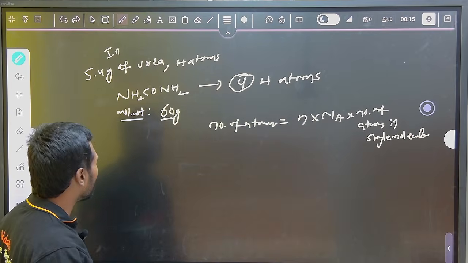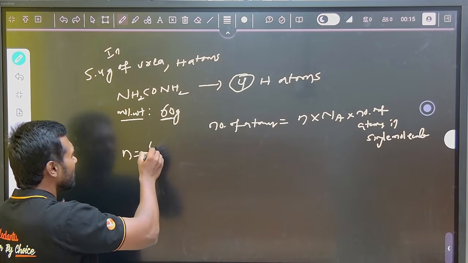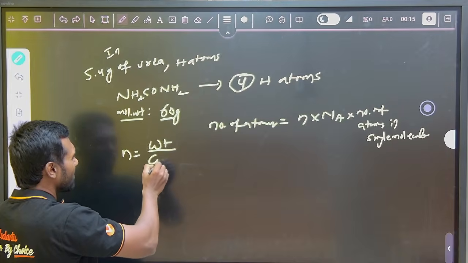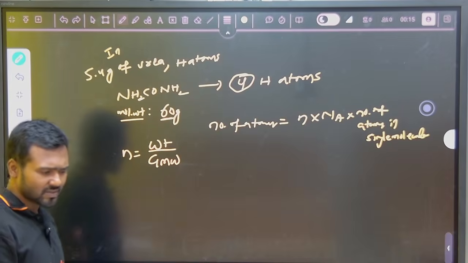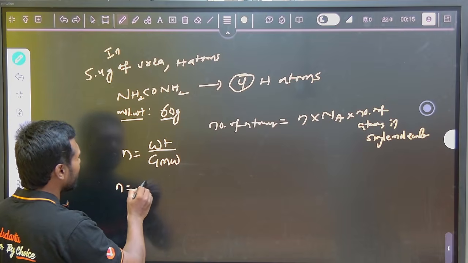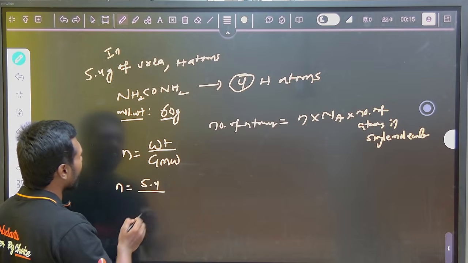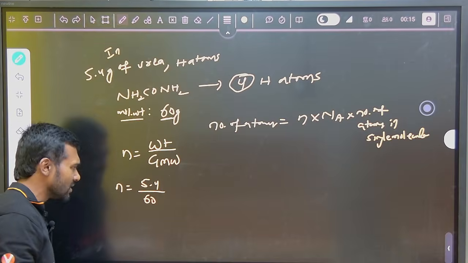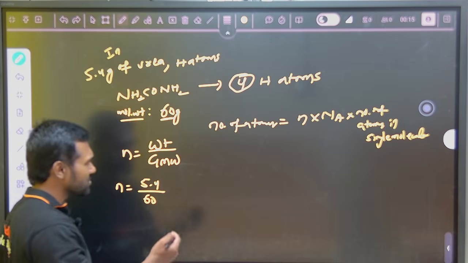Here, number of moles is equal to weight by gram molecular weight. If it is an atom, then atomic weight. So n is equal to weight, they gave 5.4 grams, and gram molecular weight is 60 grams. Don't divide now; you will substitute there directly.